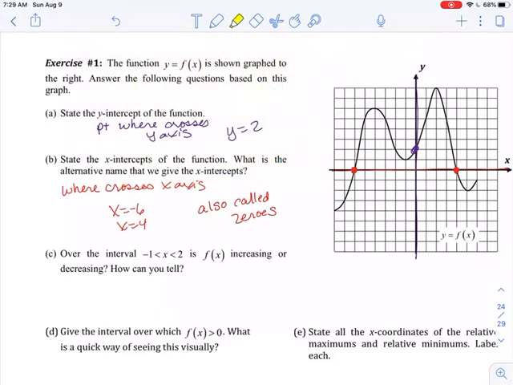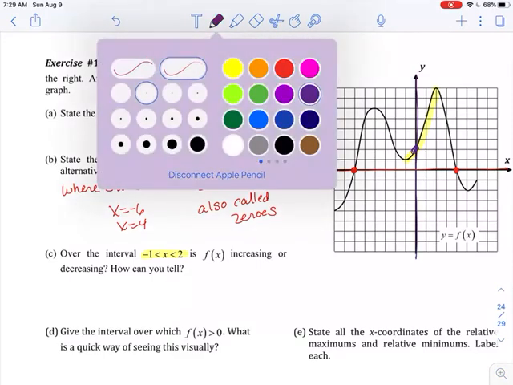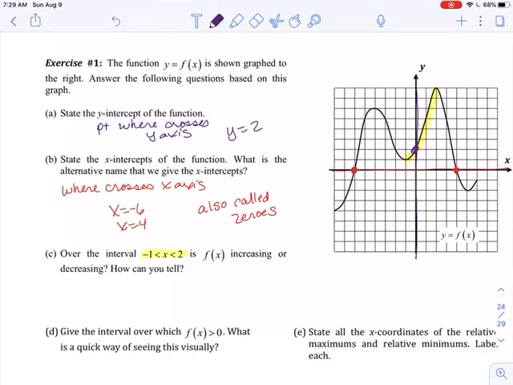Over the interval from x is greater than -1 and less than 2, so I'm looking for this interval. Is f of x increasing or decreasing? How can you tell? So let's find that interval. I'm going from -1, which is right here, all the way up to 2. And I'm increasing. How do I know that I'm increasing? As I move from left to right, the y increases. So it's increasing.